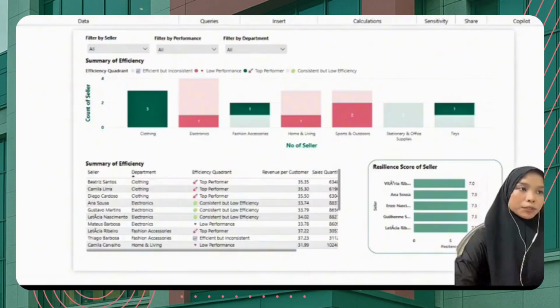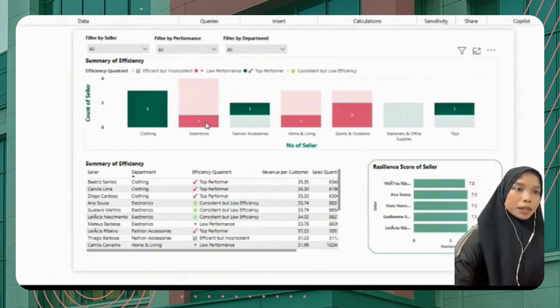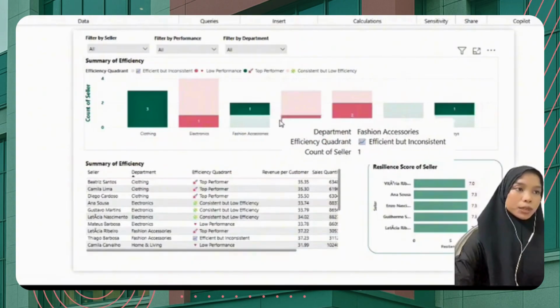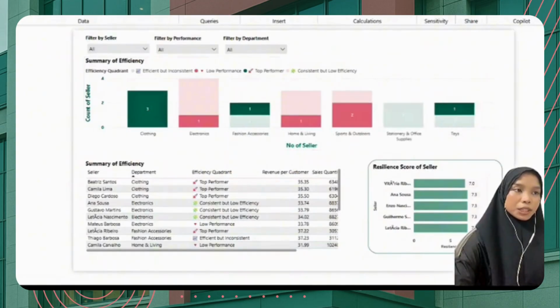Moving on to the second page of the dashboard, under seller efficiency, this view zooms into department-level insights and brings forward a deeper understanding of seller dynamics. Let's begin with the bar chart at the top. This visual breaks down the count of sellers by department, color-coded based on their efficiency quadrant.